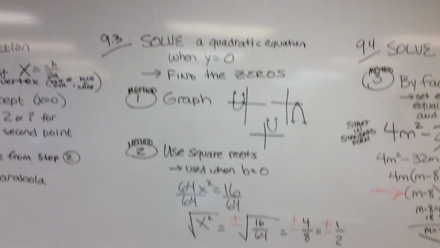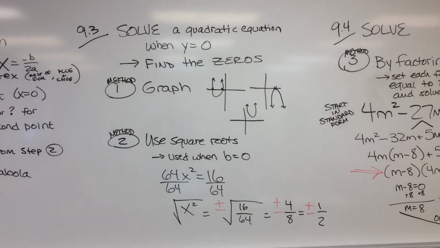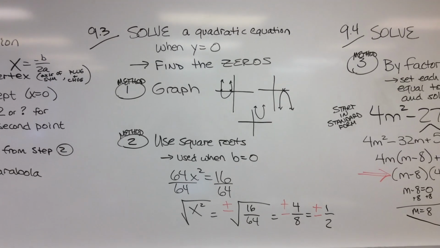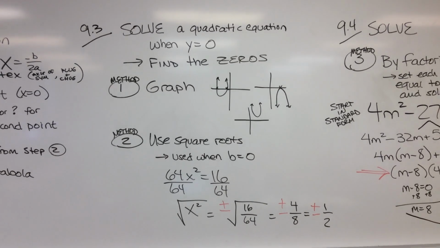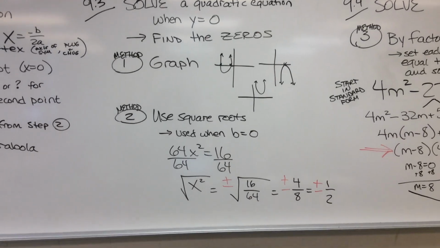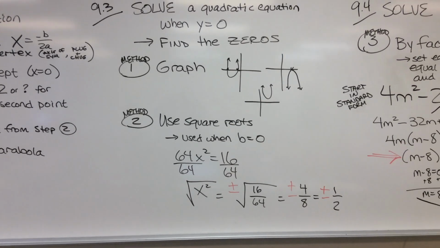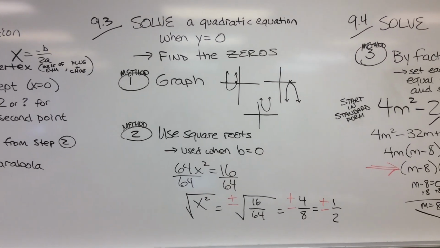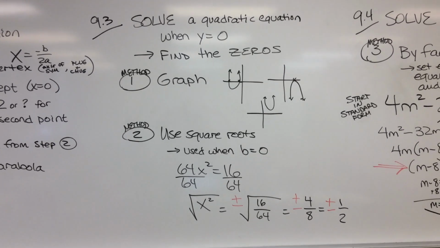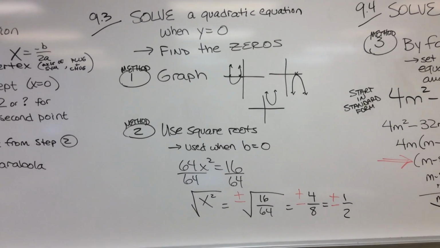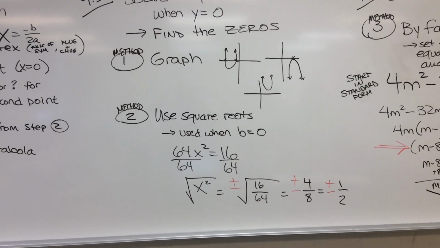In 9.3, we solved the quadratic equation when y equals 0 by graphing, and we got either 2, 1, or no zeros. Then we learned our second method where we took the square root. We can only take the square root when b equals 0. So we solve for x, we isolate the variable, get a coefficient of 1. Then we get an exponent of 1 by taking the square root of both sides.